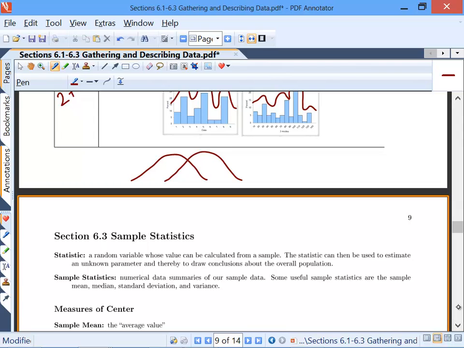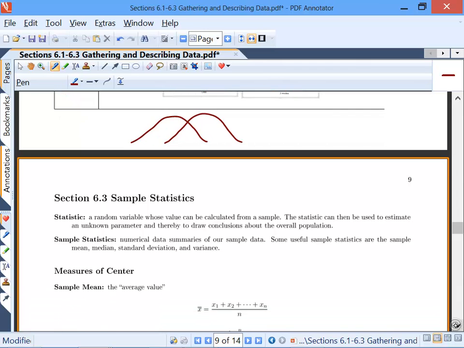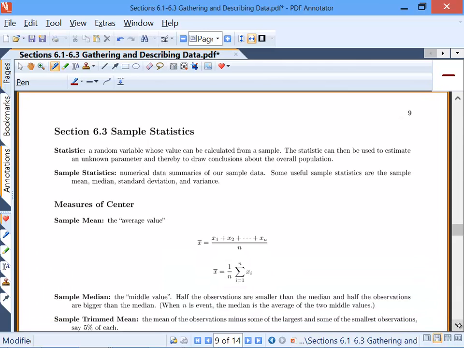So, questions at this point? Our next section is 6.3, sample statistics. I think this is a good point, though. Let's take our 2-minute break.